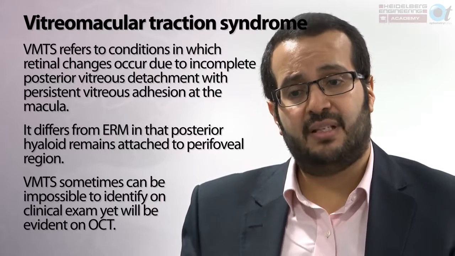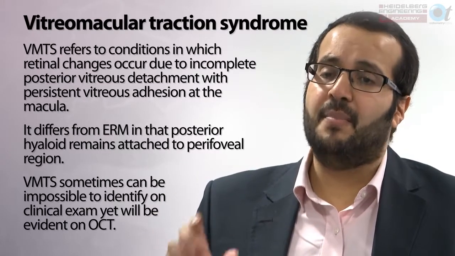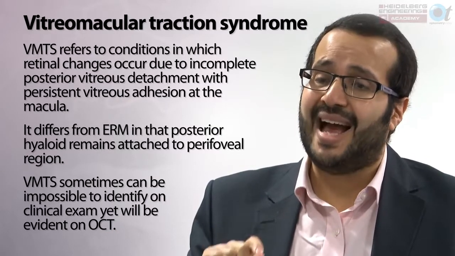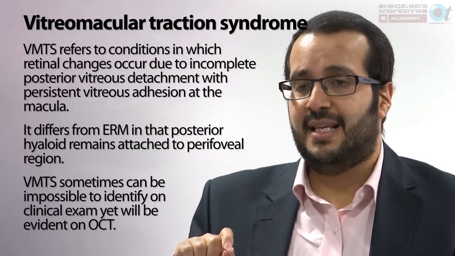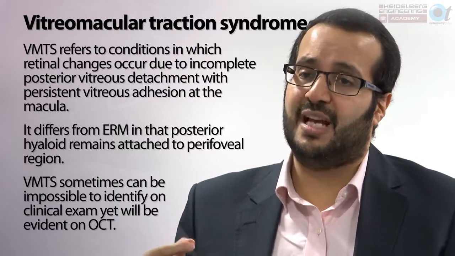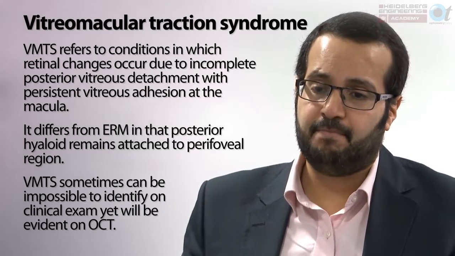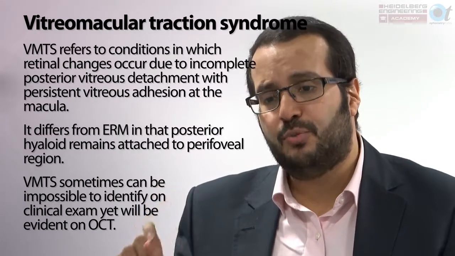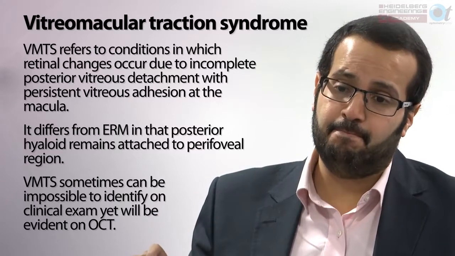What about vitreomacular traction syndrome? Well, that differs from epiretinal membrane because the posterior hyaloid remains attached to the perifoveal region. And what is it? Essentially, it's an incomplete posterior vitreous detachment with persistent vitreous adhesion at the macula. And sometimes vitreomacular traction syndrome can be impossible to identify on clinical exam, yet will be evident on OCT.